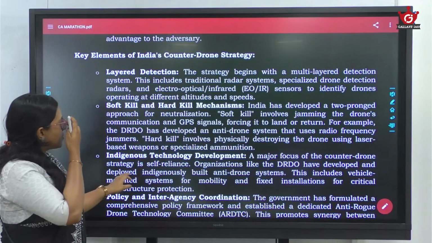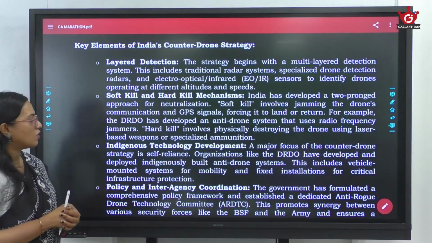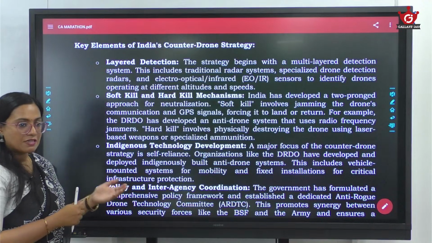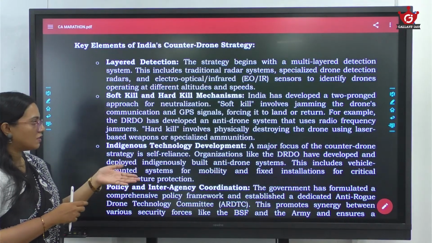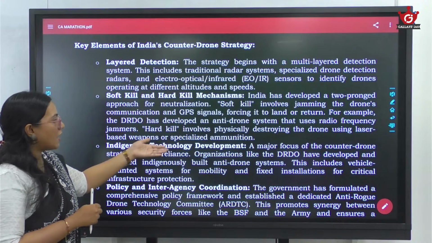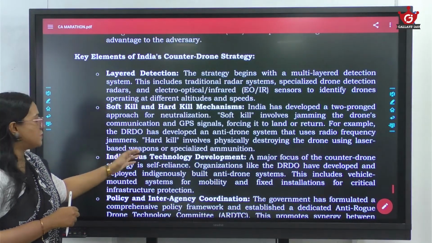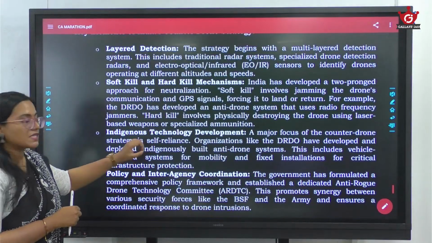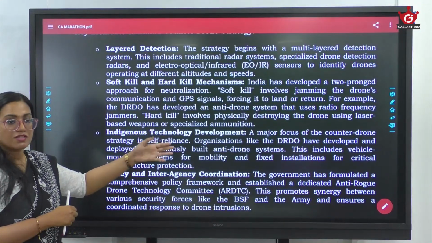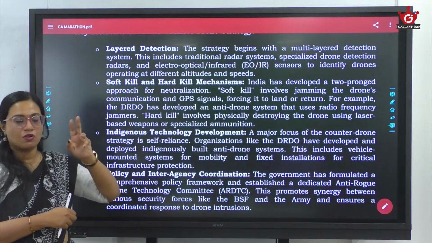One is layered detection, soft skill and hard skill. What is soft skill? Using jammers is what you call soft skill. Like jamming the GPS signal, forcing it to land or return. DRDO has developed an anti-drone system that uses radio frequency jammers. This is a recent development. Now, hard skill means physically destroying the drone. That is what is hard skill. Soft skill means you are using jammers to disable the drones.